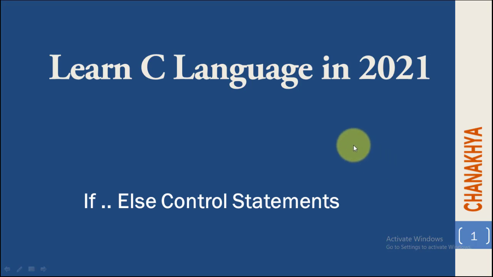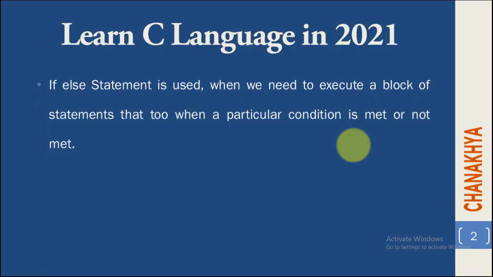In this video we are just going to learn the if-else control statement in C programming. First of all, we need to understand what exactly if-else is and where we have to use it. The if-else statement is used when we need to execute a block of statements when a particular condition is met or not met. That means if the evaluation of the condition returns true or false, in both cases we want to execute a set of statements. Then we have to use the if and else statement.